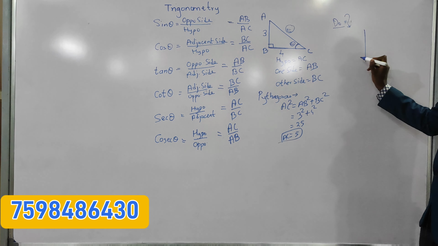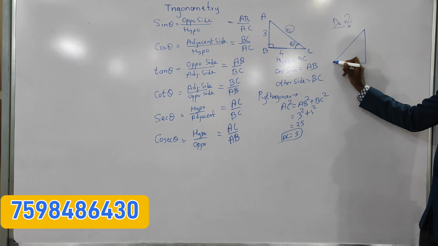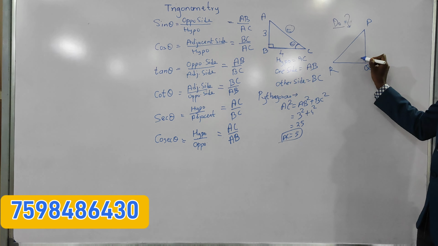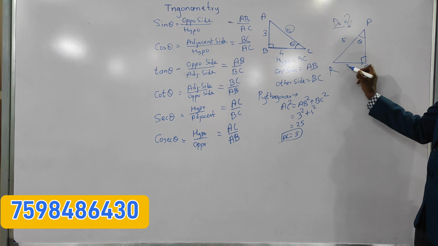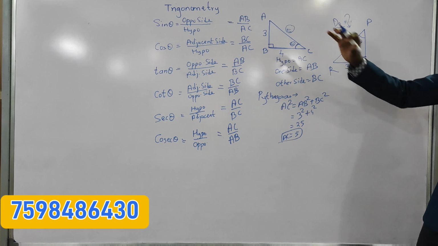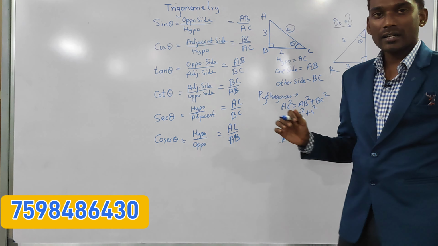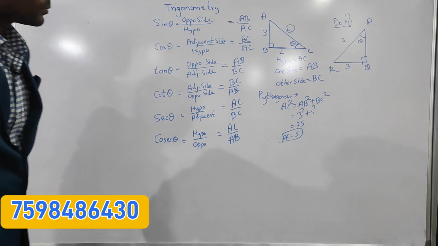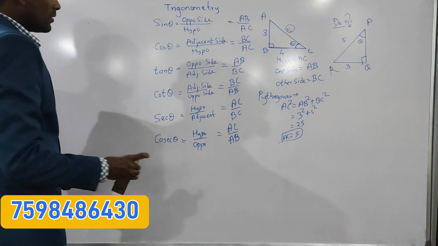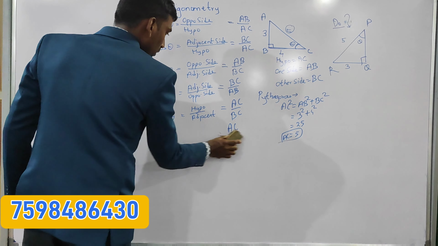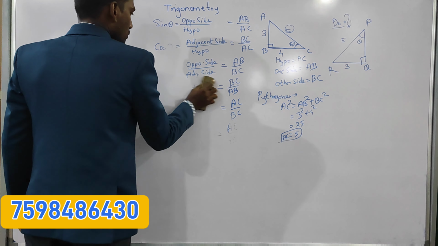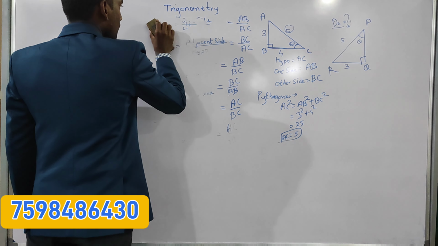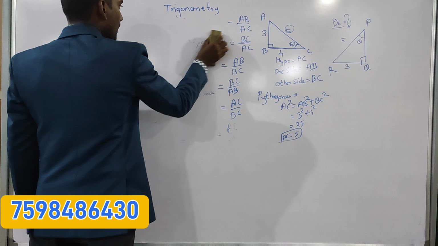The question is, imagine this is P, this is Q, this is R, and this is 90 degree. Imagine this is theta. I give this is 5, this is 3. You have to write down all the 6 trigonometrical ratios. In the same way, try to do it step by step. And then once you find it easy to remember all the formulas, then you can go with the shortcuts, like you can directly use the values and find the answer.